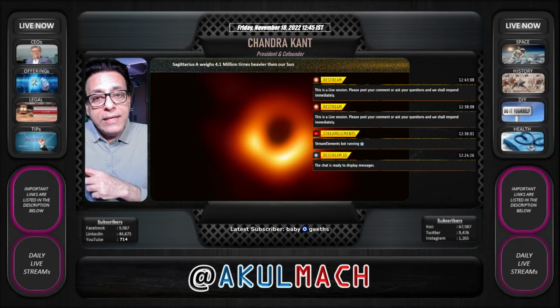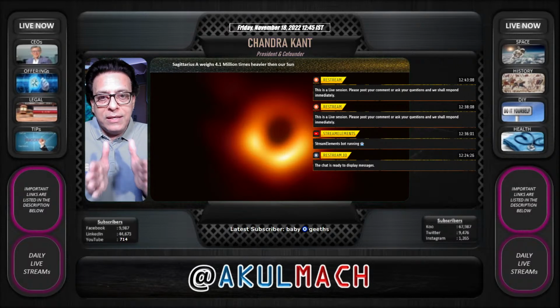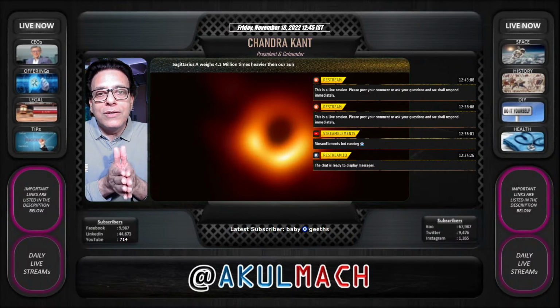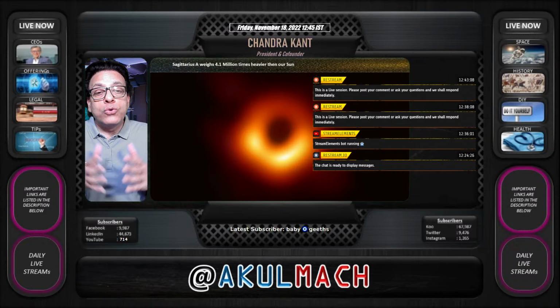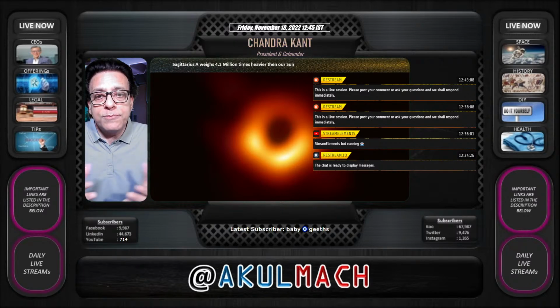Also, we do not see anything in between. From smaller stellar type black holes to ultra massive black holes, we do not see anything in between. The supermassive black holes are huge. We don't see a black hole which is 100 times the mass of the Sun, or 200 times, or even 1000 times the mass of the Sun. So it is a big mystery how these black holes became so big, and how many are there.